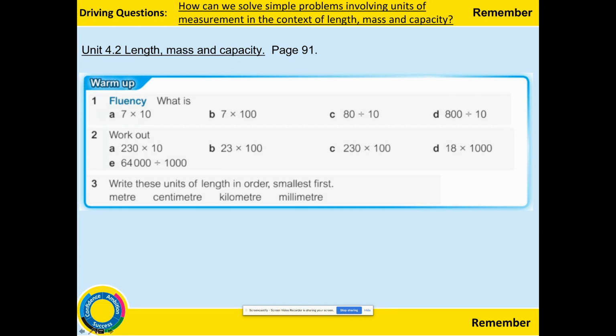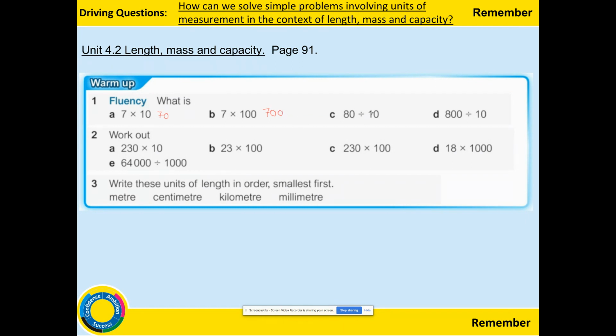Okay, let's have another look at the answers. Try and write a bit more clearly today. 7 times 10, I write my 7 and I'm multiplying by 10, it's got 1 0, and so I'm putting my 0 there. 7 times 10 equals 70. 7 times 100, I'm putting my 7, I've got 2 zeros that I'm multiplying by, so I'm going to add my 2 zeros. 7 times 100 is 700.